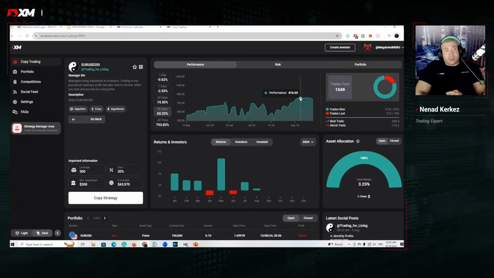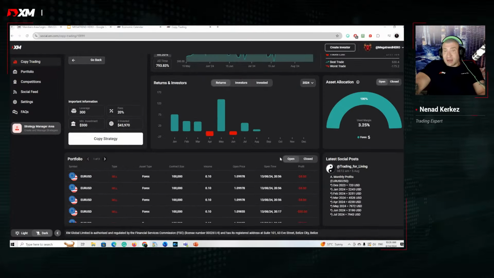So by all means, guys, I would invest myself into this strategy because first, guys, I've been following it for a longer period of time. The second important thing, it is a profitable trading strategy. And the third thing is, I already checked it and I like how the money management works here.